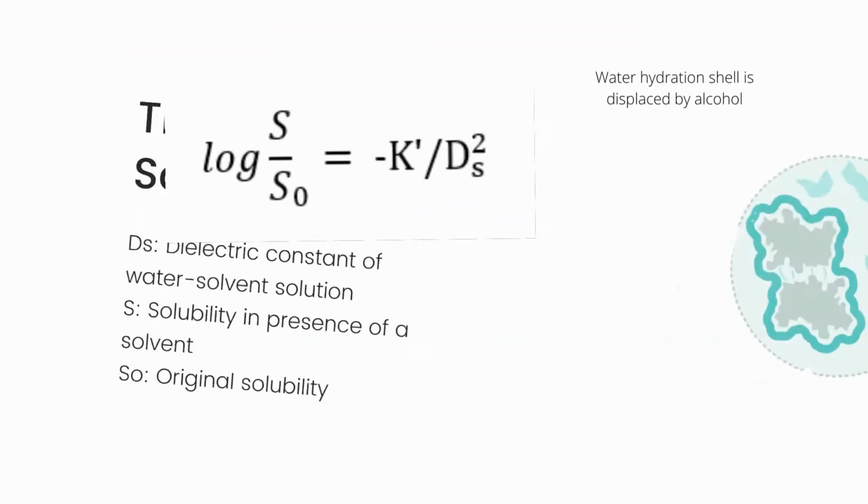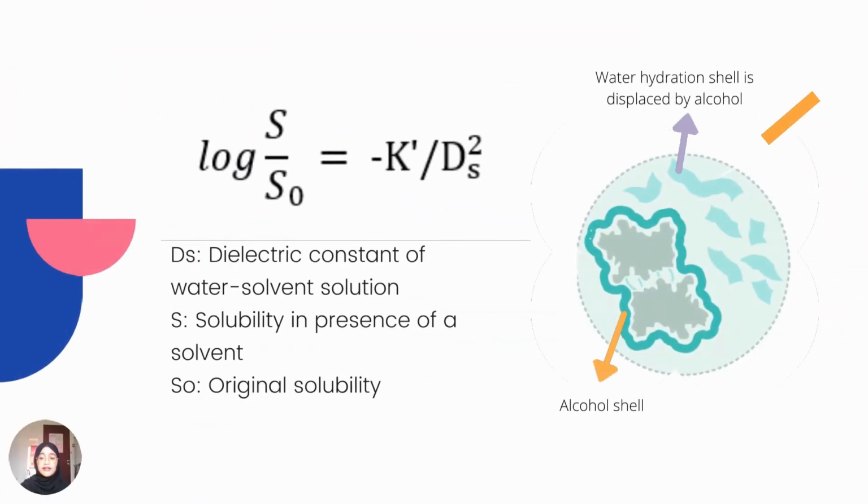protein solubility. The solubility of protein as a function of the dielectric constant is denoted as ds, as shown in this equation; as ds decreases, solubility decreases too. Observing this diagram, the water hydration shell originally surrounding the protein is now replaced by alcohols, which favor binding to each other, allowing protein to aggregate and precipitate.